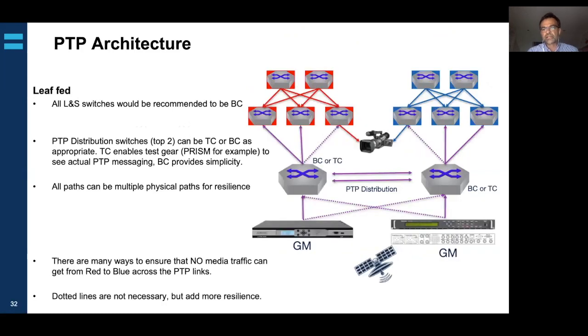And then the second architecture I'll share is not my preferred one, but I'm going to share it because there's nothing wrong with it. In this case, we've just flipped it upside down. Still got the GM, still got the distribution, still choose boundary or transparent, prefer boundary, but we're feeding the clock into the leaf layer. Now, if this is a small leaf layer, 3 here, then you could feed every single leaf. If this is an enormous 20 or 30 switch network, you don't want to do that.